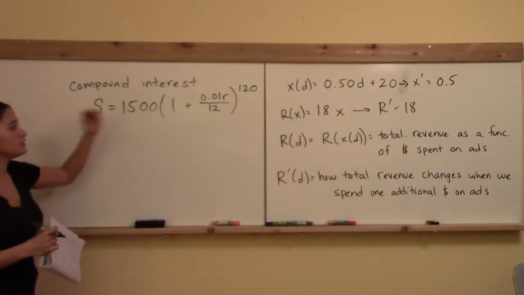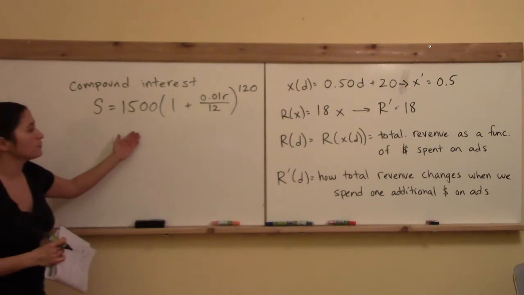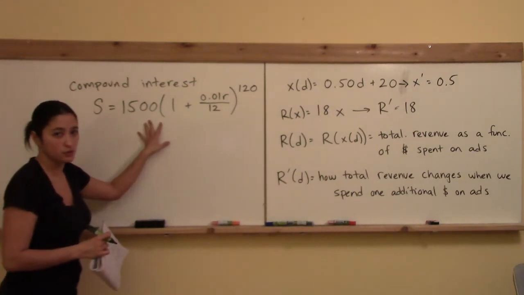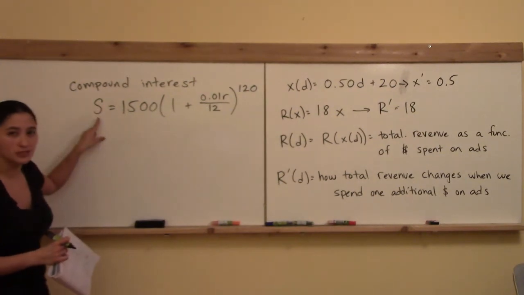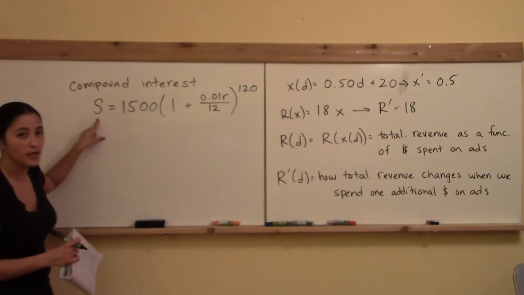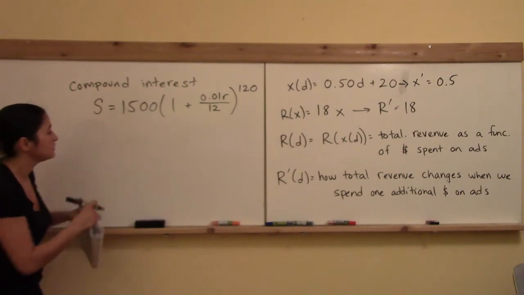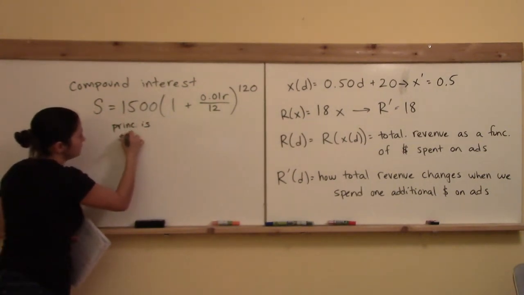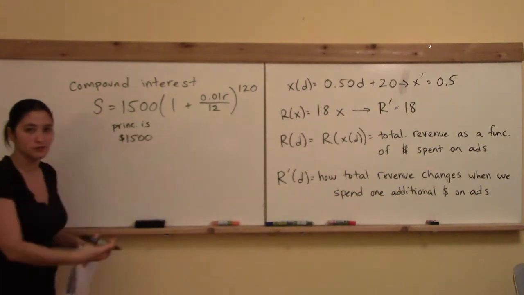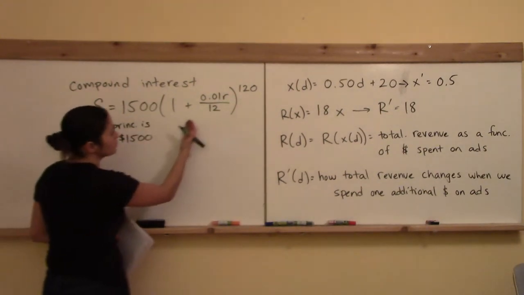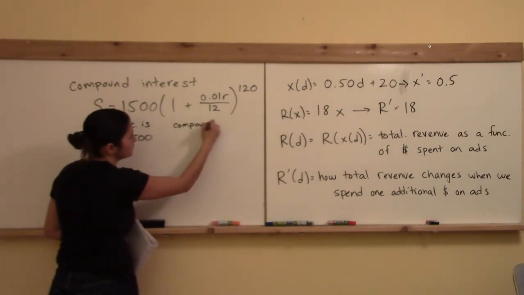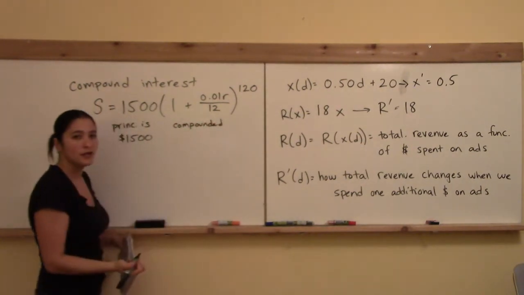So I've actually put in some numbers here, but hopefully you recall that this is the familiar general compound interest equation. And what this represents is the future value of an account where I've invested $1,500. So here my principal is $1,500. That's what I put in the account to start. And that's going to compound. Let's see if you can figure it out. This is compounded in which way?